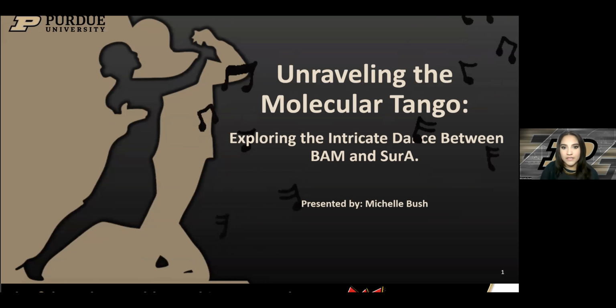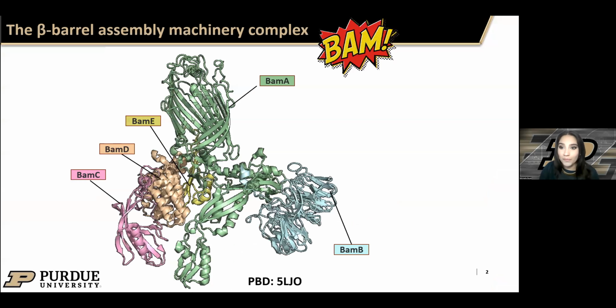So as you can see here, this complex consists of 5 proteins that come together, with BamA being the major subunit, being an outer membrane protein as well, and it has a beta barrel domain in the outer membrane. And then it has 5 polypeptide transport associated domains, also called POTRA domains. And then we can also find 4 lipoproteins in this complex, which are BamB, BamC, BamD, and BamE.